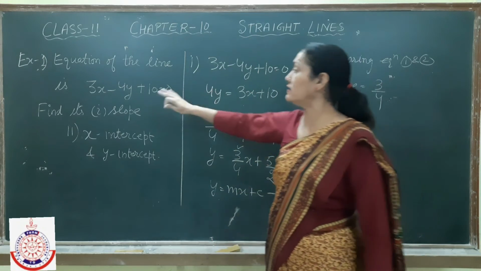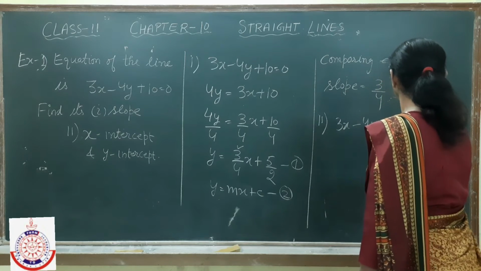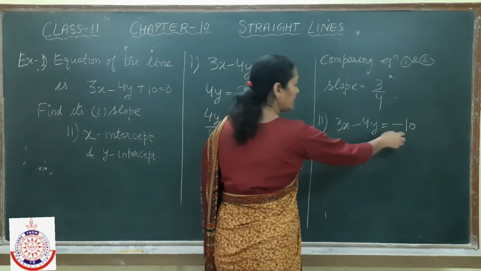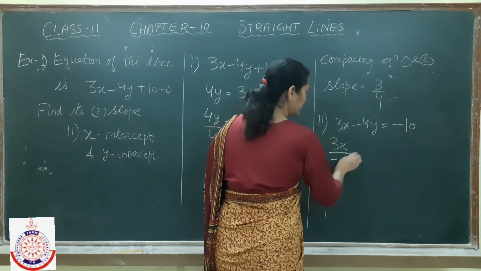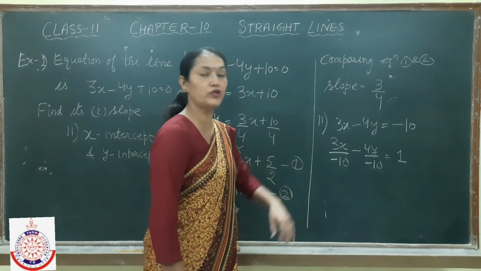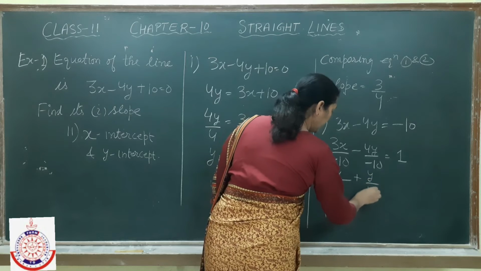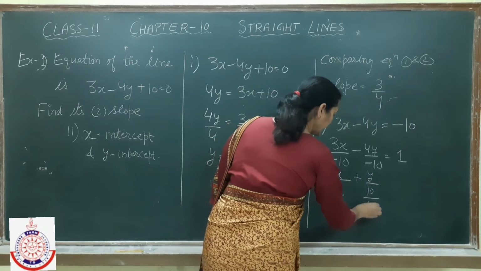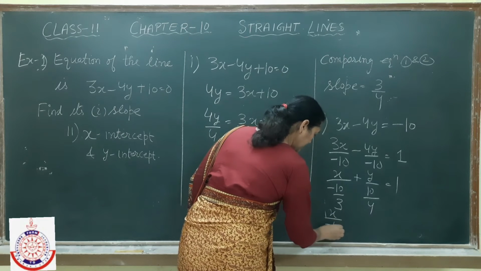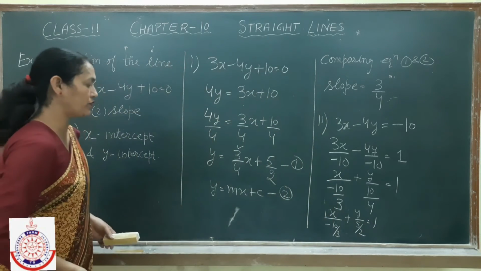For that, first of all, again writing 3x minus 4y plus 10, shifted minus 10 to the other side. Now dividing all the terms with minus 10. Will come like this. Now shifting 3 and 4 to the denominator, we are getting x upon minus 10 upon 3 plus y upon 10 upon 4 equals to 1. So it comes out to be x upon minus 10 upon 3 plus y upon 5 upon 2 equals to 1.